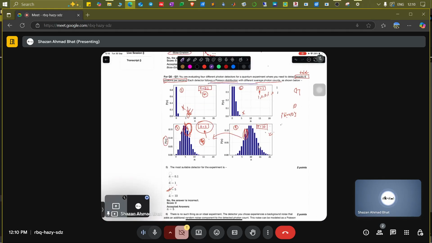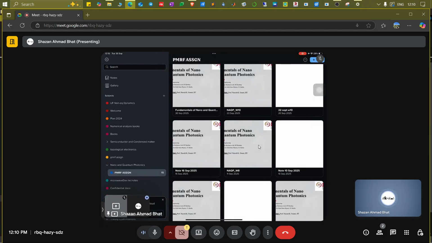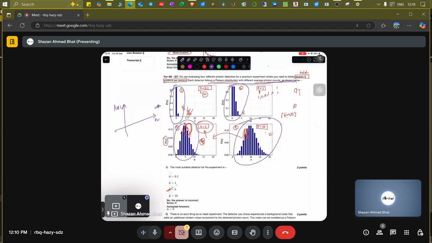Each detector follows a Poissonian distribution with the average photon count. You remember these curves? So you have a probability of n versus n. So it follows a Poissonian distribution. These are the Poissonian distributions. And why is this discrete in nature? Because this is detecting discrete photons. We're talking about few photons. So this is basically the photon number. Here it's detecting maybe 5 photons, 10 photons, 0 photon, 1 photon, 2 photons, but this photon distribution follows the Poissonian distribution.